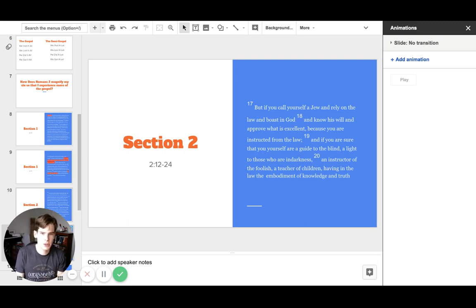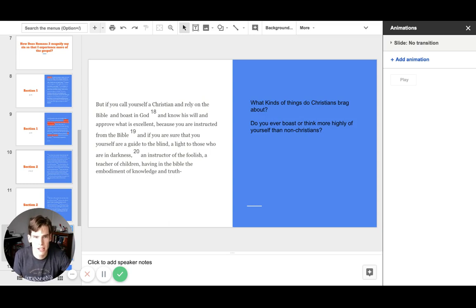And then in the next section, Paul goes on to illustrate that they use these privileges not to do these things, but to boast. So something that you could do that might be kind of a cool activity is replace Jew with Christian and law with Bible. So it would read this way: but if you call yourself a Christian and rely on the Bible and you boast in God and you know his will, you approve what is excellent because you're instructed from the Bible, and you're sure that you yourself are a guide to the blind, a light to those who are in darkness, an instructor of the foolish, a teacher of children, having in the Bible the embodiment of knowledge and truth.